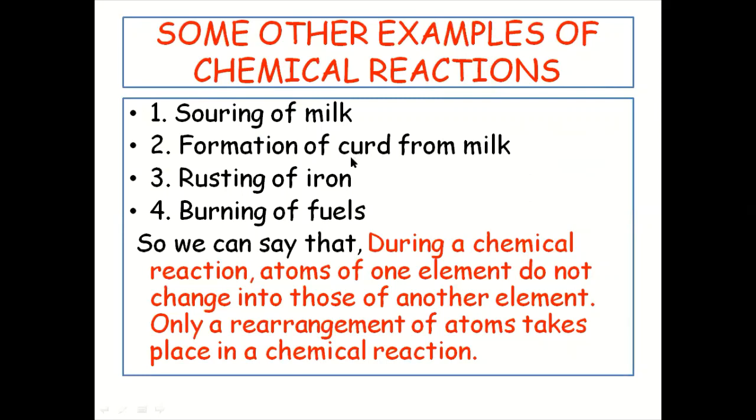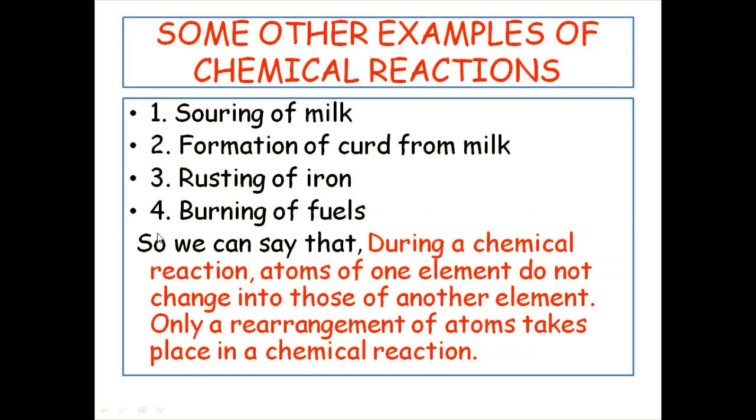Next, some other examples of chemical reactions. See, souring of milk. If you keep milk in a particular position for 2, 3, 4, 5, 6, 7 days, this will happen definitely. So this is a chemical change. It cannot be reversed back. Similarly, formation of curd from milk is also a chemical reaction, because milk cannot be reproduced from the curd. Third one is rusting of iron, and the fourth one is burning of fuels. There are many more reactions, but some examples are these four.